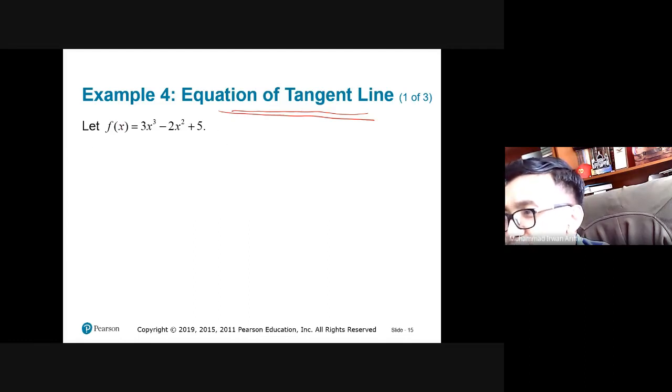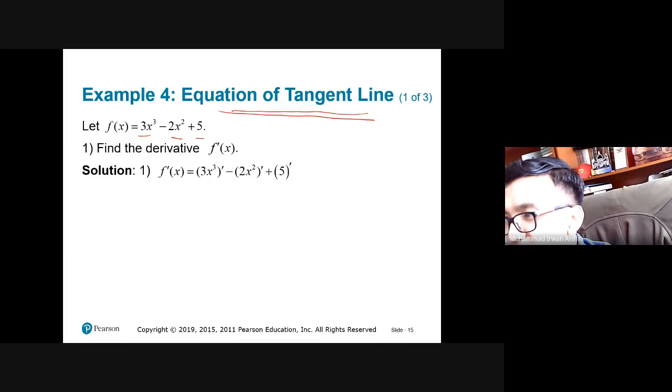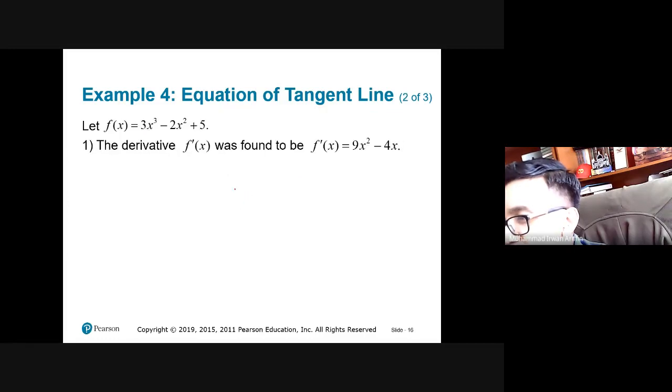So how do we find the derivative, f prime of x? There are basically three terms here. So the derivative would be, this one becomes 9. Let's just try to do this together. 9x squared, right, minus 4x plus 0. So this is our answer.